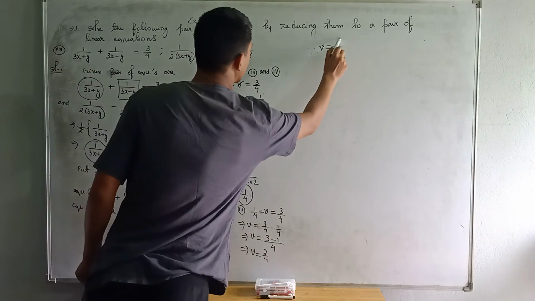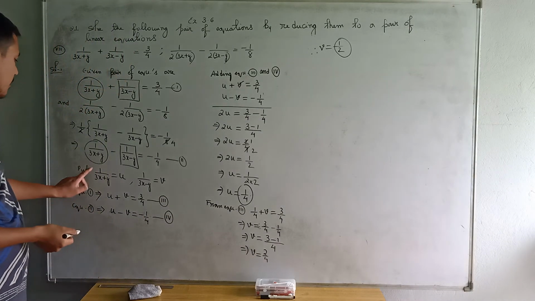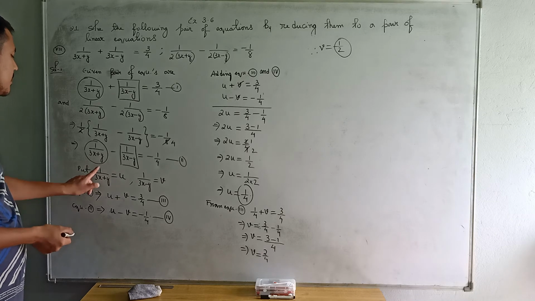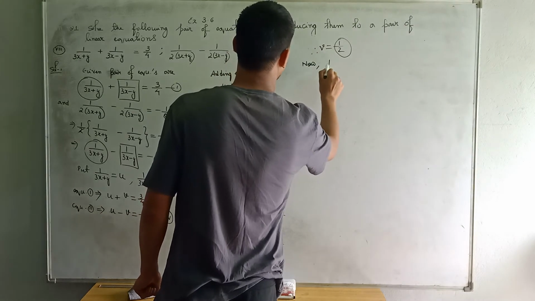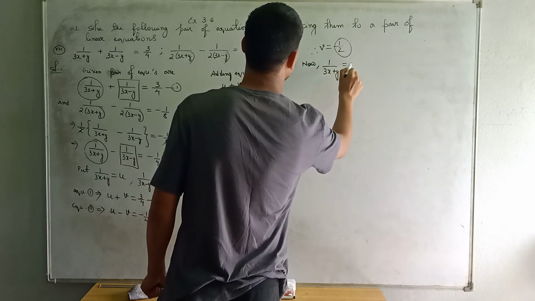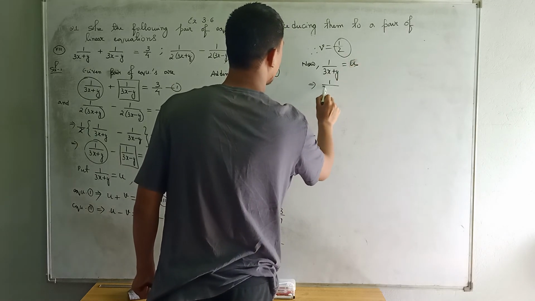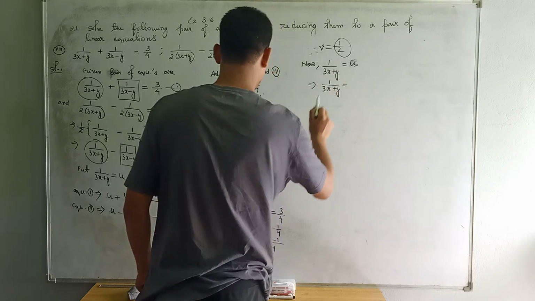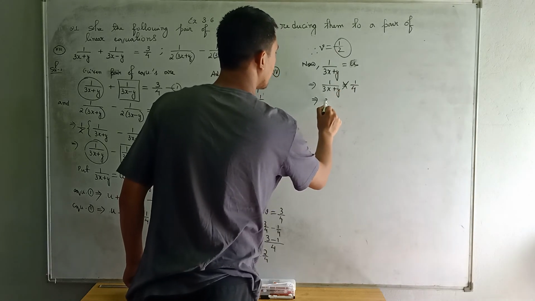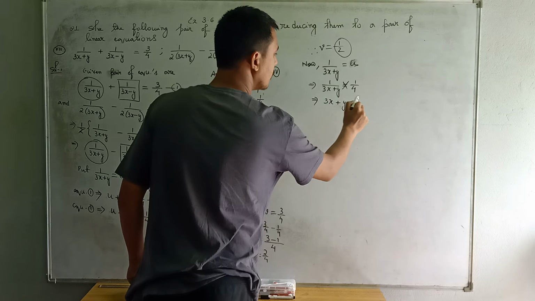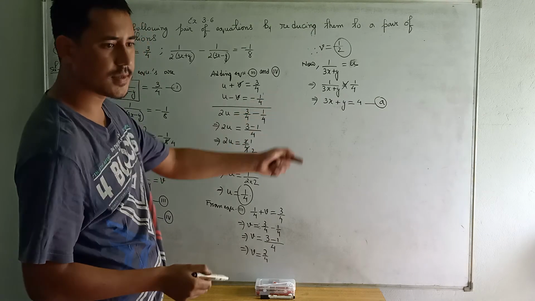u is over here, v is over here, but that's not it. We need x and y. Now, we have replaced 1 upon 3x plus y by u. So 1 upon 3x plus y has been replaced by u, right? So 1 upon 3x plus y is equal to u. What is your u? 1 by 4. Now if you cross multiply, 3x plus y will be equal to 4. So suppose this is your equation number A. Why? Because x is unknown, y is unknown as well.